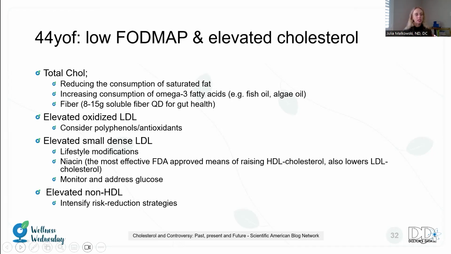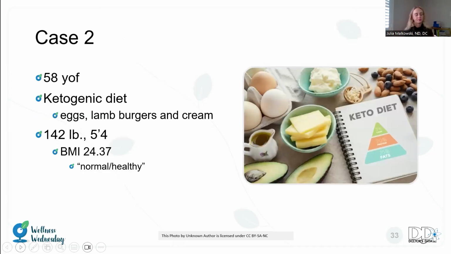Regarding the elevated oxidized LDL, you want to consider polyphenols and antioxidants to address that. Polyphenols are also very nourishing to the gut microbiome. Regarding the small dense LDL, we're going to consider lifestyle modifications, and we're also going to consider niacin. Niacin is the most effective FDA-approved means of raising HDL cholesterol, but it also lowers LDL cholesterol. So lowering LDL cholesterol will in turn lower small dense LDL. And the elevated non-HDL cholesterol is actually within range. There's nothing to do there.